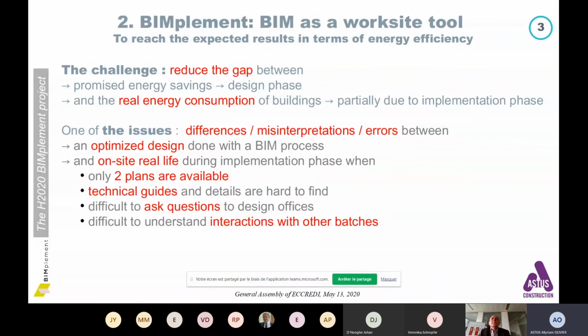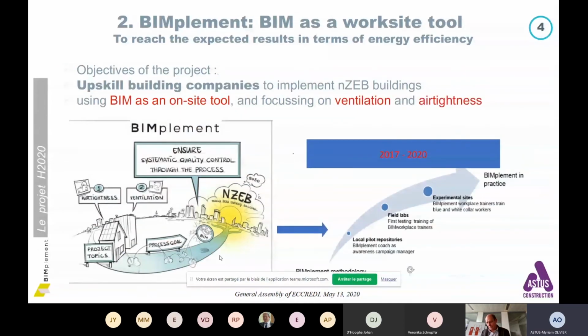Collaboration between batches is also not so easy when people are not on the work site at the same time, in particular to talk about airtightness and ventilation. And the same thing with reporting changes to create as-built files. What we propose is to use the BIM model on site to answer these issues.